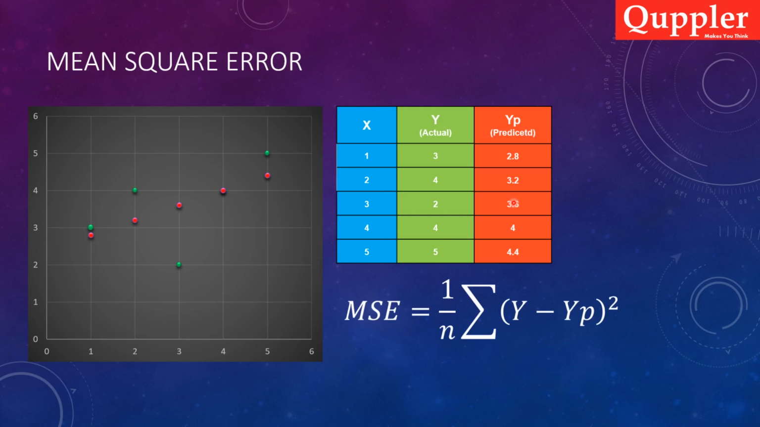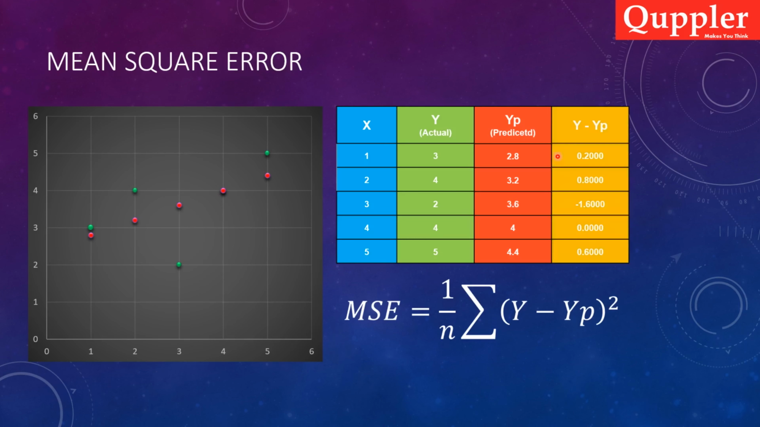So now we know the formula for calculating the mean square error: 1 by n summation of (y minus yp) whole square. So we have this y and yp with us. We just need to subtract the values and do a whole square of it.